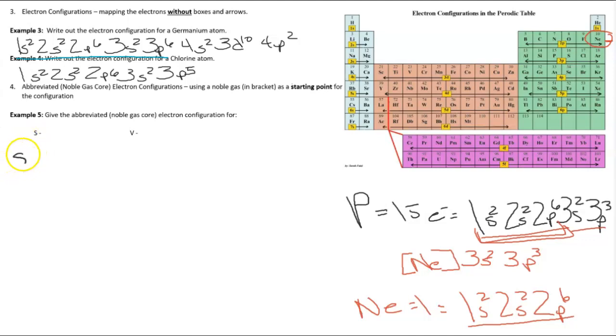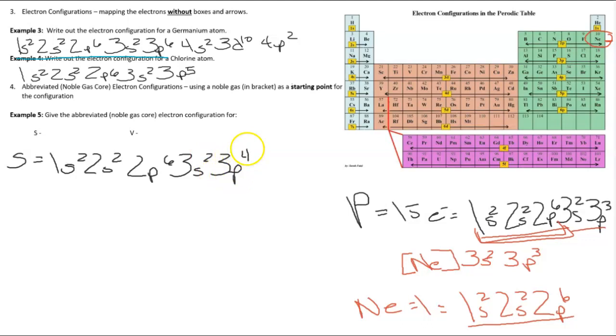Okay, so for sulfur, normally I would write 1s2, 2s2, 2p6, 3s2, 3p, and then I would write 4. But when I look at sulfur, I want to write the noble gas configuration. The last noble gas that I went by to get to sulfur was also neon. So if I look, just like I did on the first example, this 1s2, 2s2, 2p6 is the configuration for neon. So for sulfur, I put neon in brackets, and then I simply write whatever's left. 3s2, 3p4.